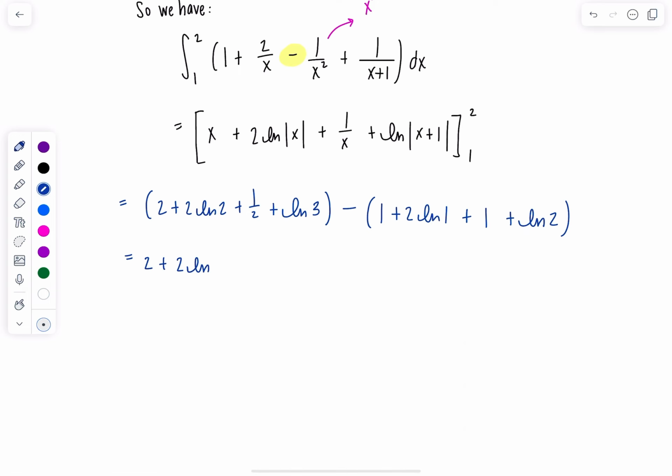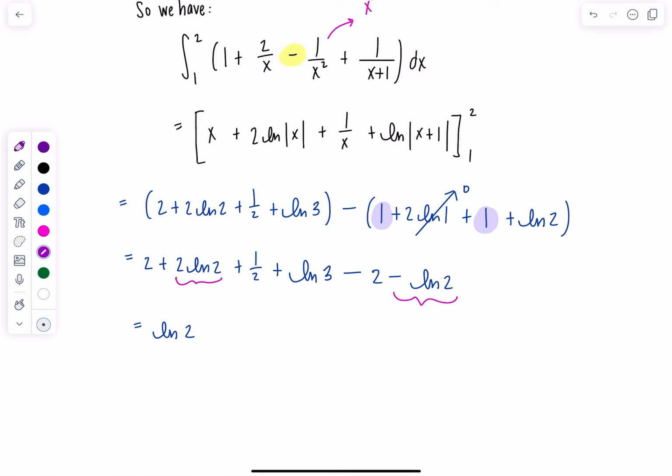2 plus 2 ln of 2 plus a half plus ln of 3 minus, notice here, please notice I have 1 and 1, so that is 2. So minus 2 minus ln of 1 is 0, so this is gone. And then I have minus ln of 2 left over. Well, here's 2 ln of 2 minus ln of 2. That just gives me 1 ln of 2. Okay. And then this 2 cancels with the -2 here. So all that survives is a half and a natural log of 3.